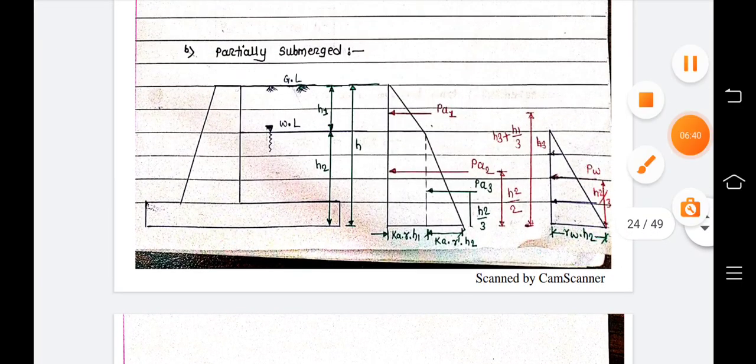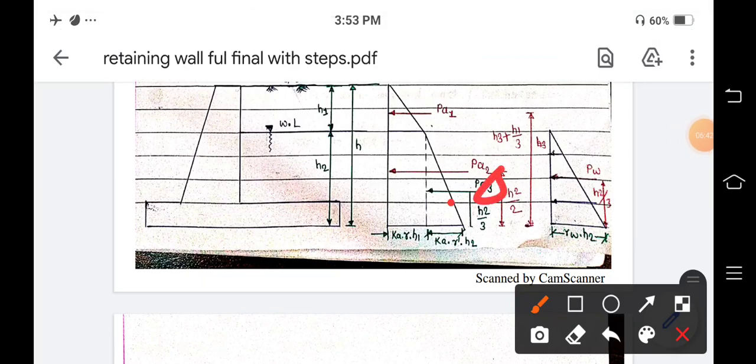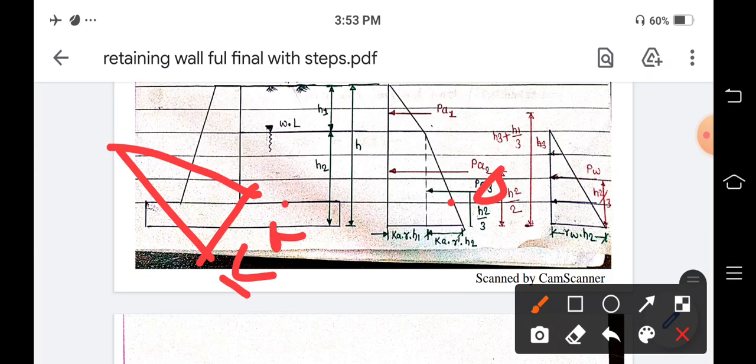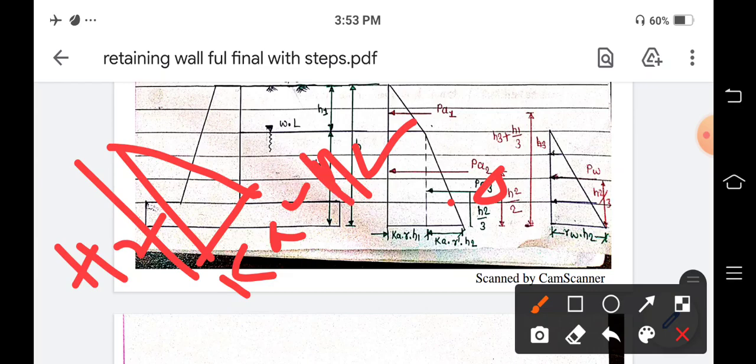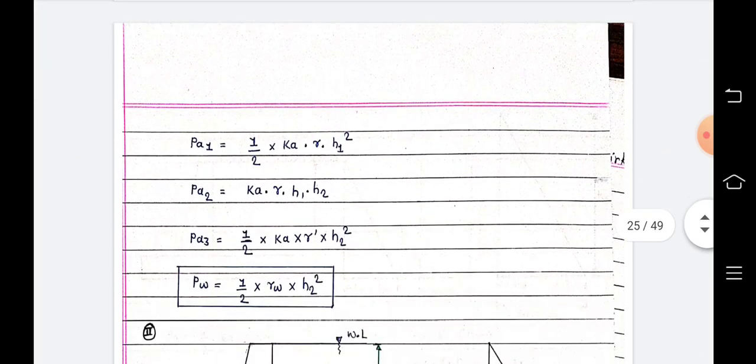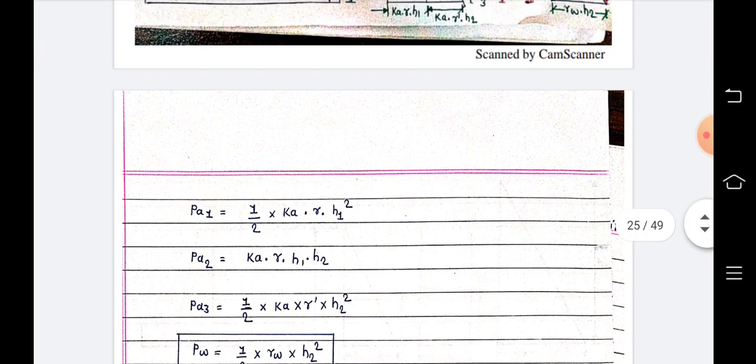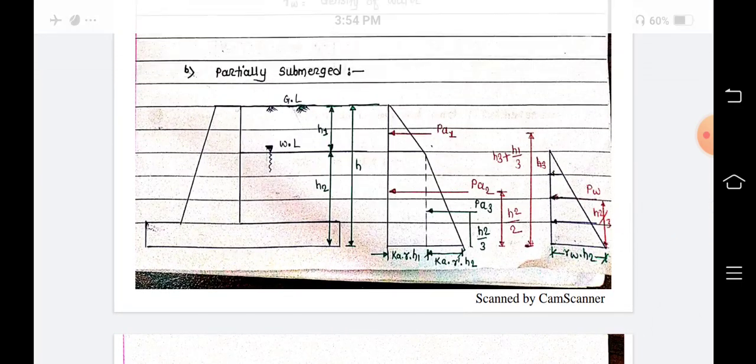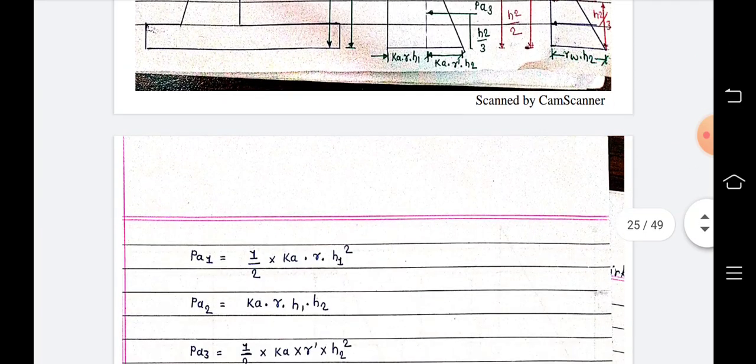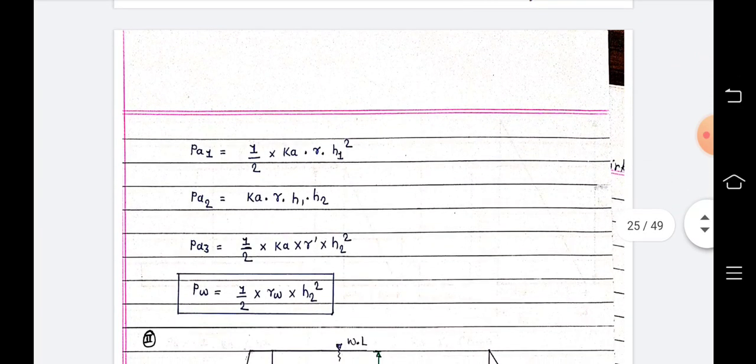Now for the third triangle, the value will be Ka gamma H2 at the bottom, and this height is H2. So our pressure will be 1 by 2 Ka gamma H2 into H2, that is 1 by 2 Ka gamma H2 square. Note that here we are using gamma dash instead of gamma, because this soil contains water also. So for this layer we are considering Ka gamma dash into H2 square.